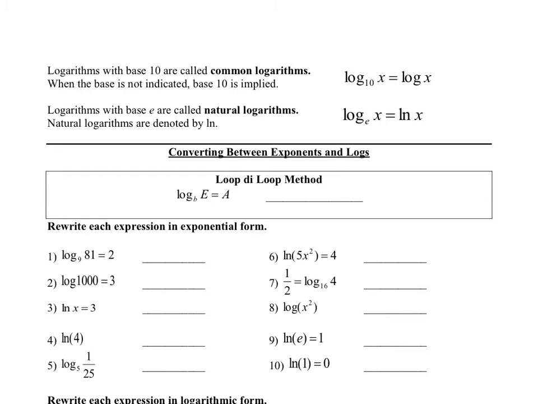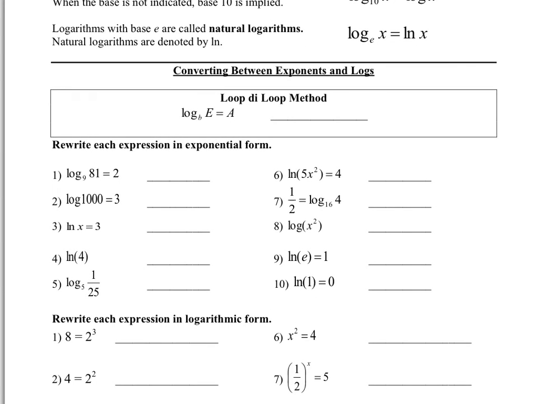Okay, now I think it's time to start converting. The method that I like to use is what I like to call the loop-de-loop method. So with this method, you always want to start the loop at the base. So let's write that down over here. Start loop at the base. So we're going to start our loop at the base. The base is b. We're going to go up to the a and back down to the e. So b to the a equals e.